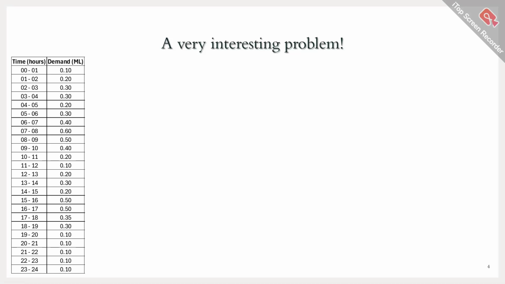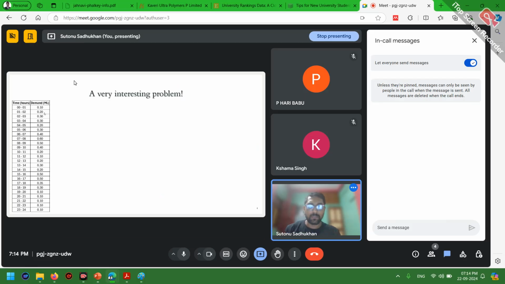For example, for the first hour, the demand is 0.1 ML. That means this many into 10 to the power 6. That means 10 to the power 5 liters is the demand for first hour. Then for the second hour, the demand is 0.2. That means 2 into 10 to the power 5 liters. That is the demand of the second hour. So and so forth.